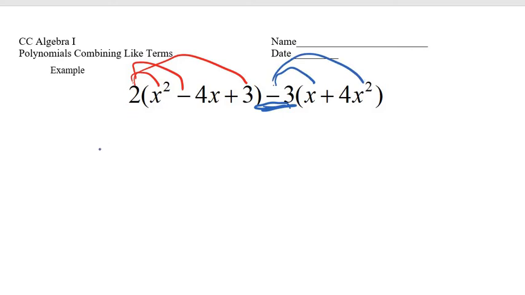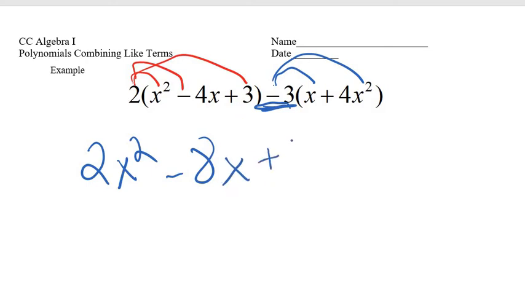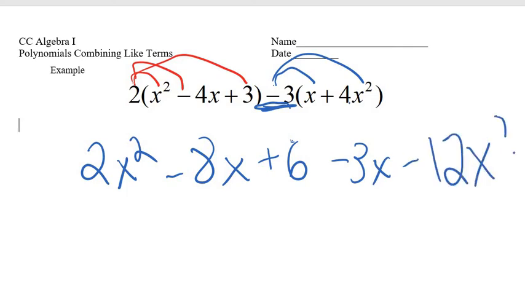So 2 times x squared is 2x squared. 2 times -4 is -8x, and 2 times 3 is +6. All right, now we're going to distribute the negative, okay? -3 times x is -3x. -3 times 4 is -12x squared.